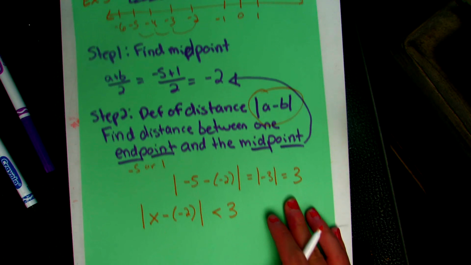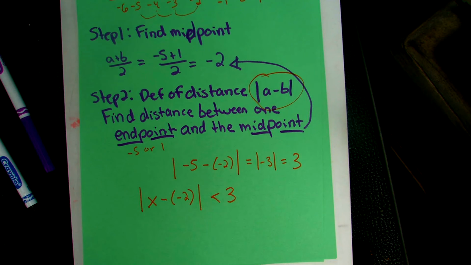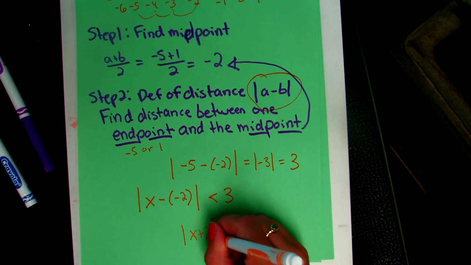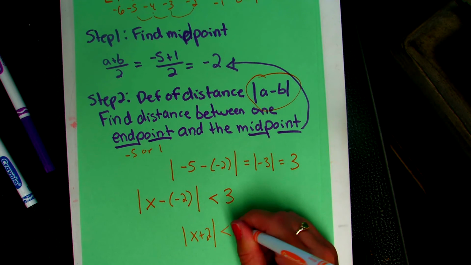So my last step is to just simplify that. x minus negative 2 becomes x plus 2 is less than 3.